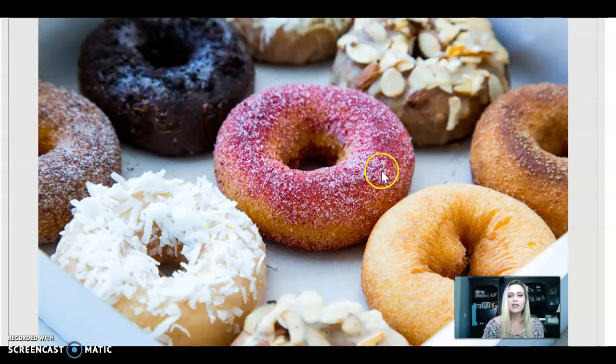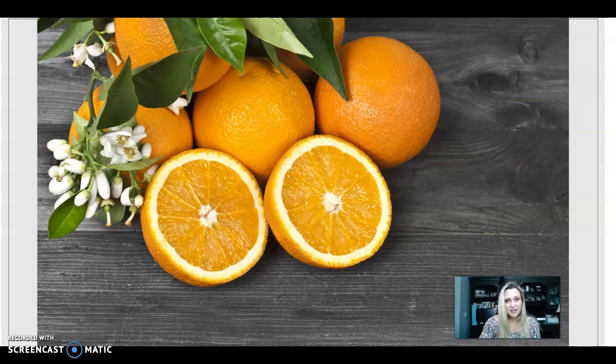Okay, now for this one, I want to know the shape of a donut. Good, it's a circle. Okay, and now what about these oranges? Yeah, they are circles. Really good job. A lot of fruits are circles.